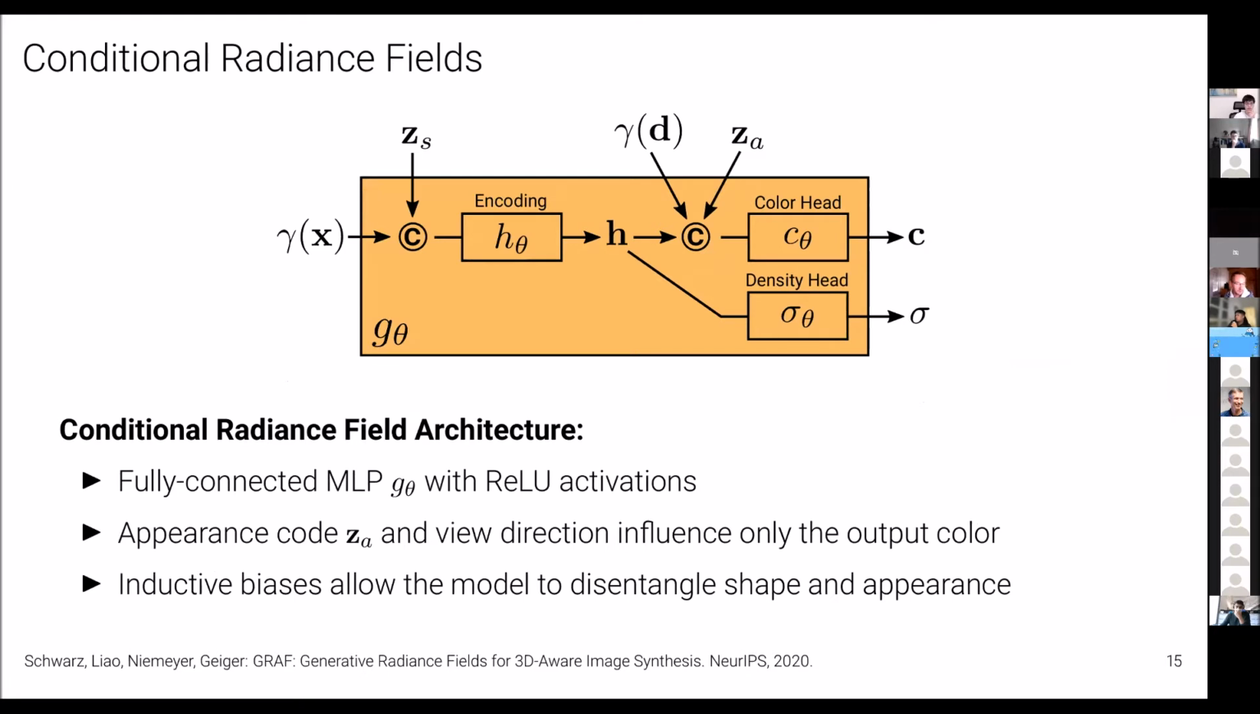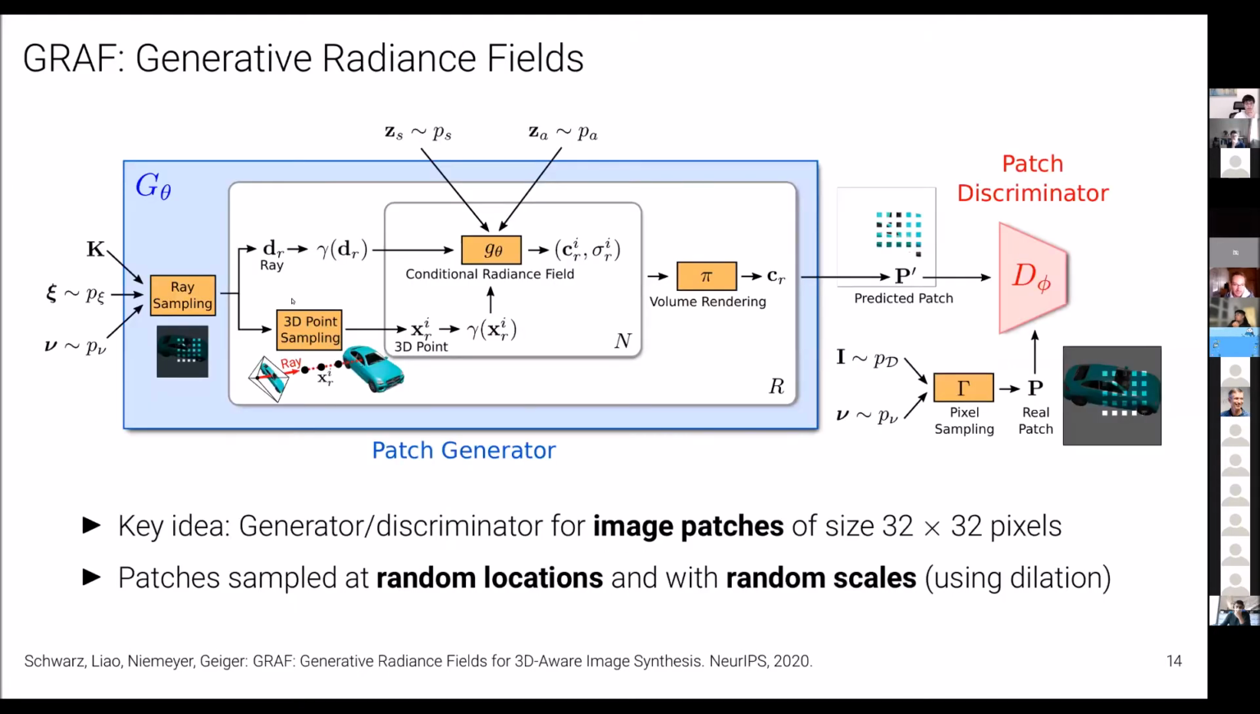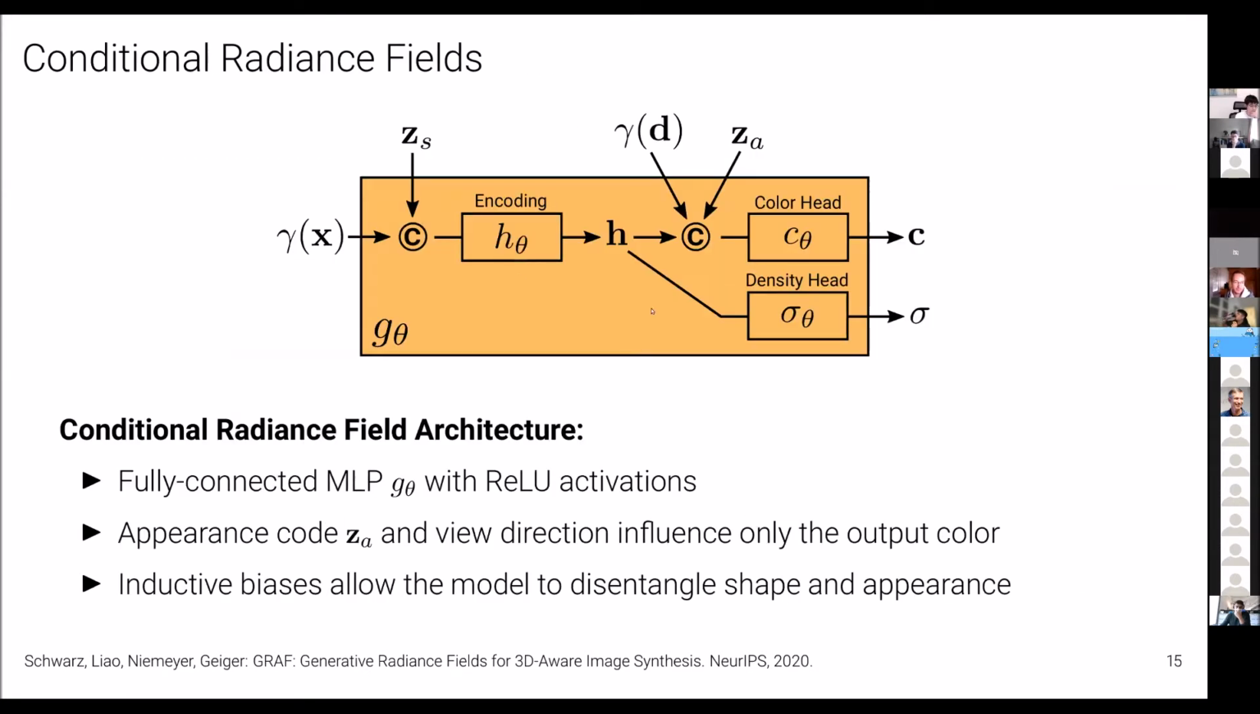Let's have a brief look into the architecture. This is this little orange block that we are looking inside now, this conditional radiance field. We have a fully connected MLP similar to NeRF, where we input first the 3D location and the shape code. So at the very beginning, we insert the shape code, but the appearance code c_a and the view direction d influence only the output color.